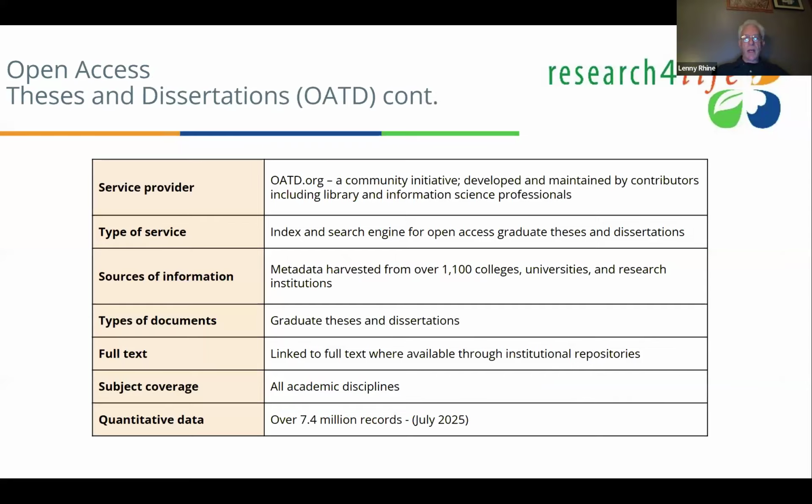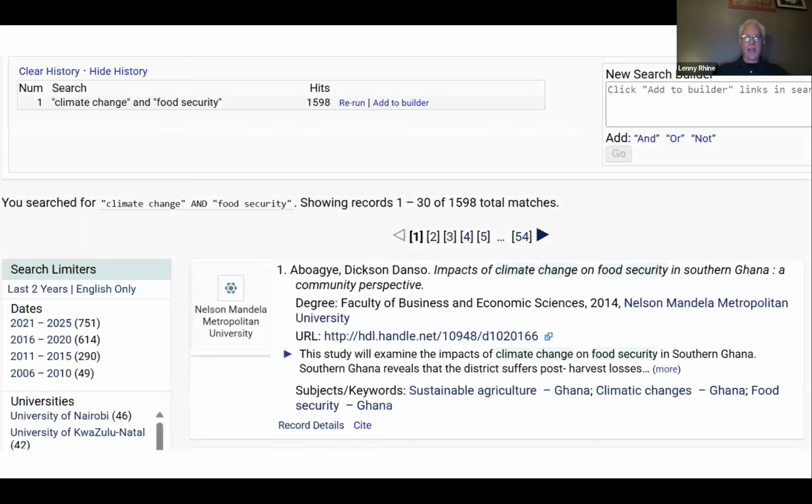Let's see what it says. Community initiative developed and maintained by contributors, including library and information science professionals. Has an index and search engine. Metadata harvested from over 1,100 colleges, universities, and research institutions. So all the graduate theses and dissertations here. Link to full text when available through the institutions. So this is really a gateway to the different institutions. All academic disciplines, over 7.4 million records.